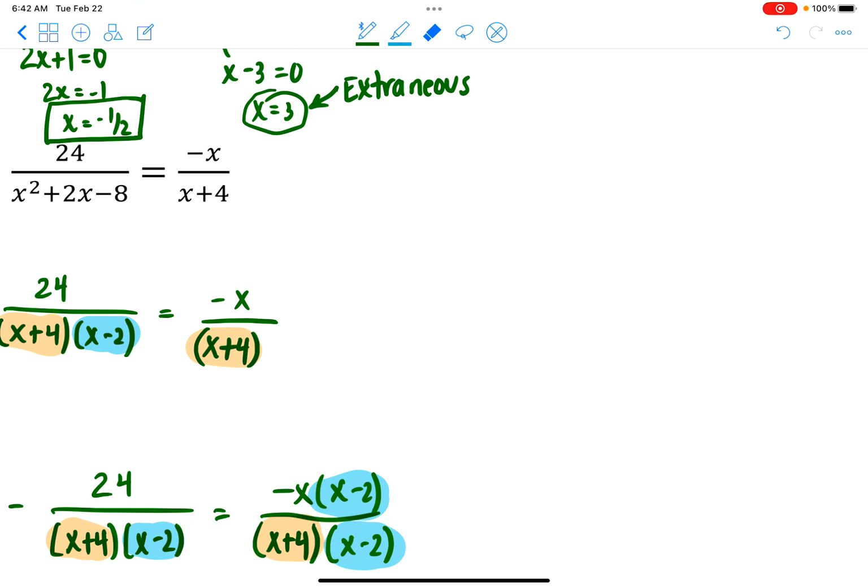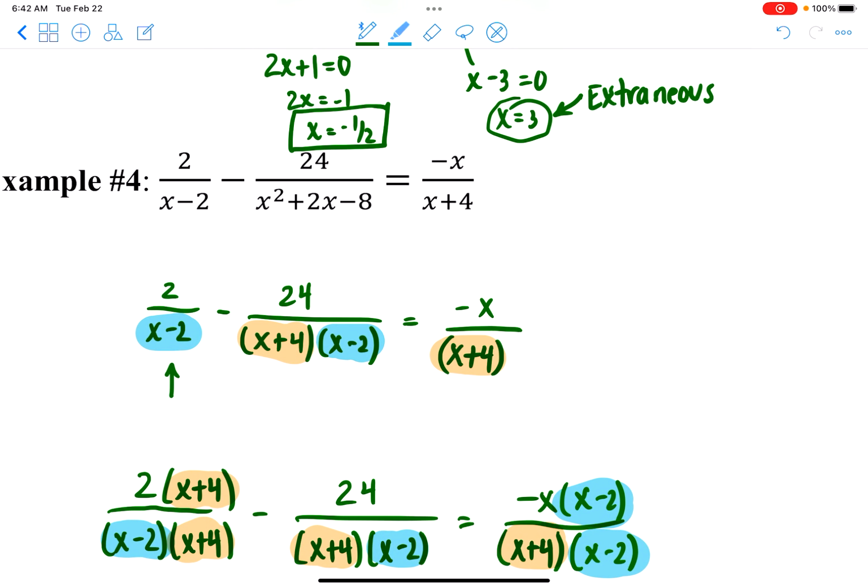I can tell you right now, just looking at it, that when you plug in negative 4, you're going to have a problem. And how do I know that? I know it because I'm just looking at this, right? Like, look at that, x plus 4. If you plug in negative 4 right here, you're going to divide by 0.